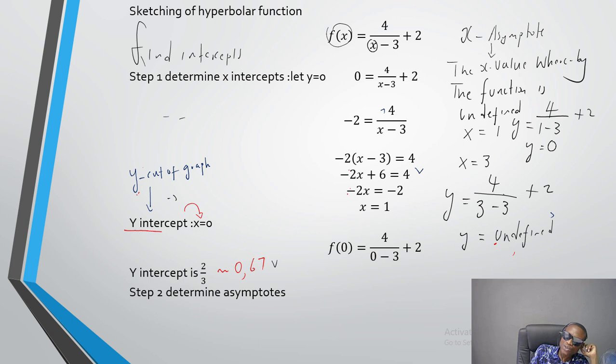Hopefully that makes sense. So when x is 3, we cannot find y. Actually, the hyperbola function, in this case this graph f of x, will not pass at any point where x is 3. This x asymptote will be shown on a Cartesian plane with a dotted line. Let me show you how we show the x asymptote on a Cartesian plane.